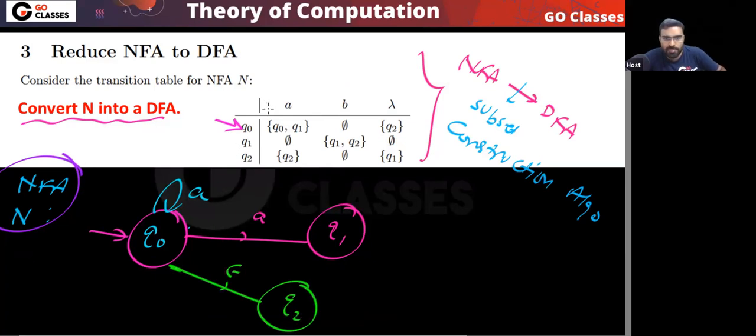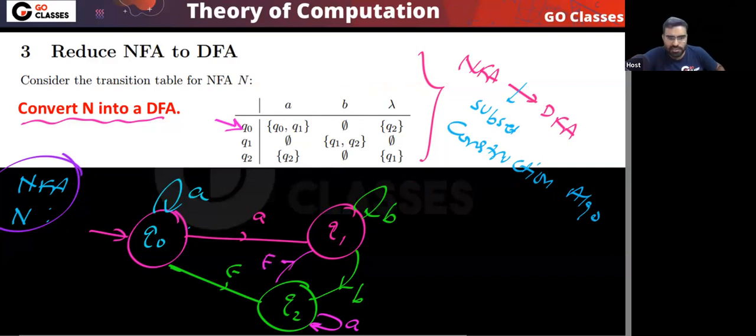Next, from Q1 on symbol A, there is nowhere to go. On symbol B, you go to Q1 and also to Q2. You can notice there is no null move from Q1. Tell me about Q2. Q2 on symbol A goes to Q2. There is no move on symbol B, and there is a null move to Q1. So this is the NFA that you have.